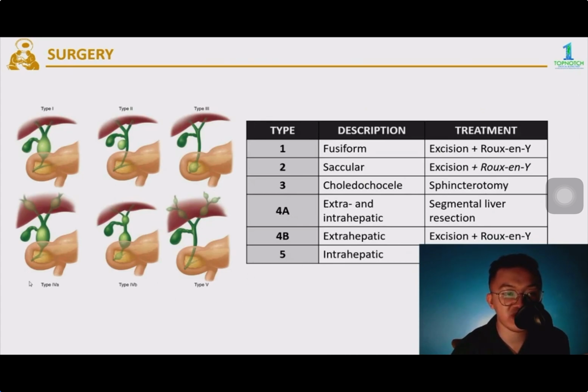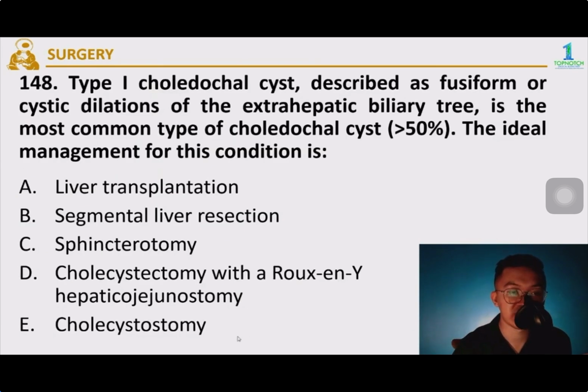For type 1, which is fusiform dilation, you're going to have to do an excision and a Roux-en-Y. For a saccular, you can do an excision, and you may also do a Roux-en-Y. For choledochocele, which is found near the ampulla, you need to do a sphincterotomy. 4A and 4B are extrahepatic and intrahepatic respectively. For extra and intrahepatic, when it involves already the liver, you should do a segmental liver resection. If it's extrahepatic, you can still do an excision and a Roux-en-Y. For intrahepatic, you should do liver transplantation. Class 5 or type 5, you need to do liver transplantation already. So in 48, the correct answer is letter D, cholecystectomy with a Roux-en-Y hepaticojejunostomy.